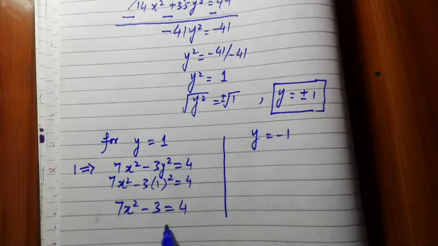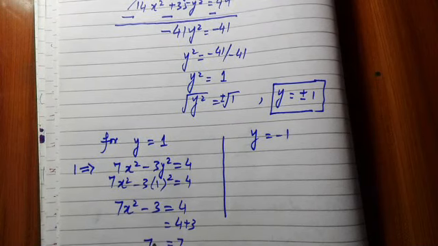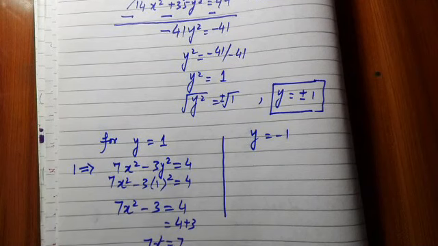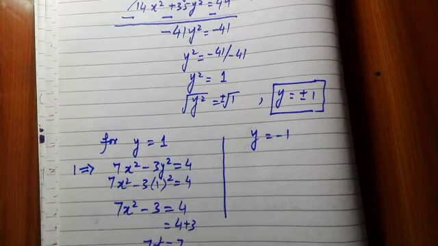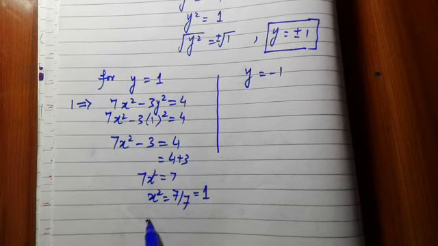And this will become 4 plus 3, that is 7. So 7x square, and x square will be equal to 7 divided by 7, that is equal to 1. So value of x is equal to plus minus 1.